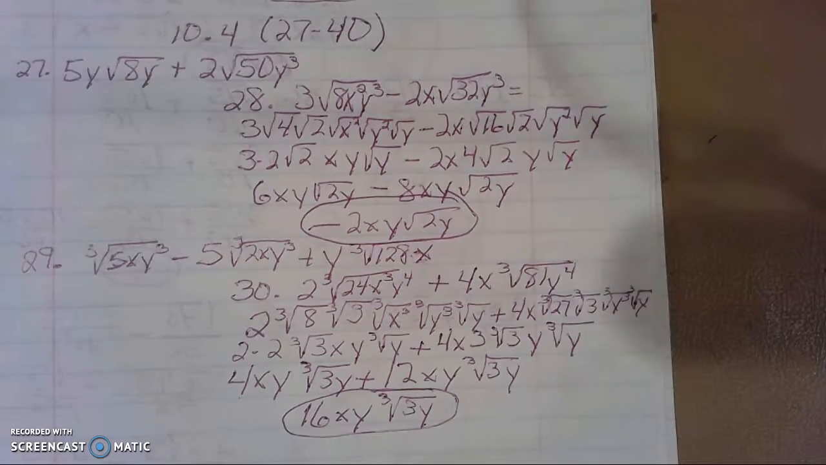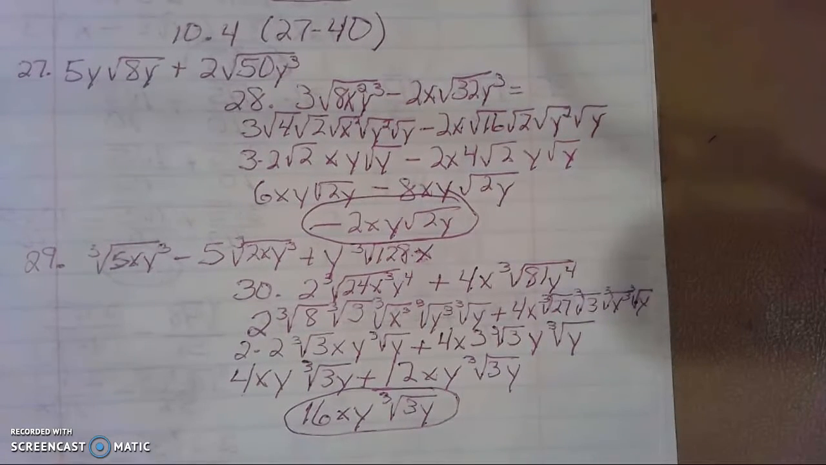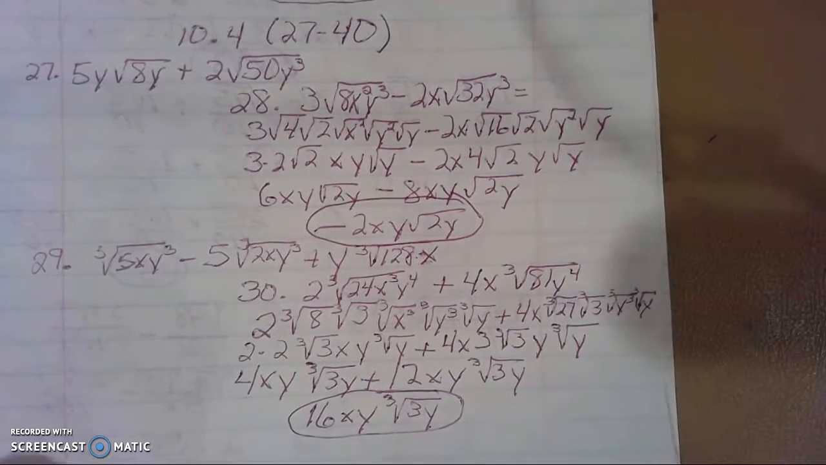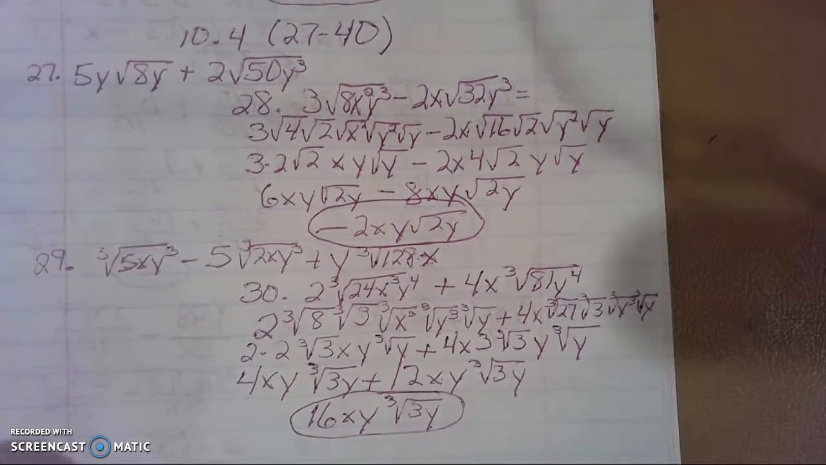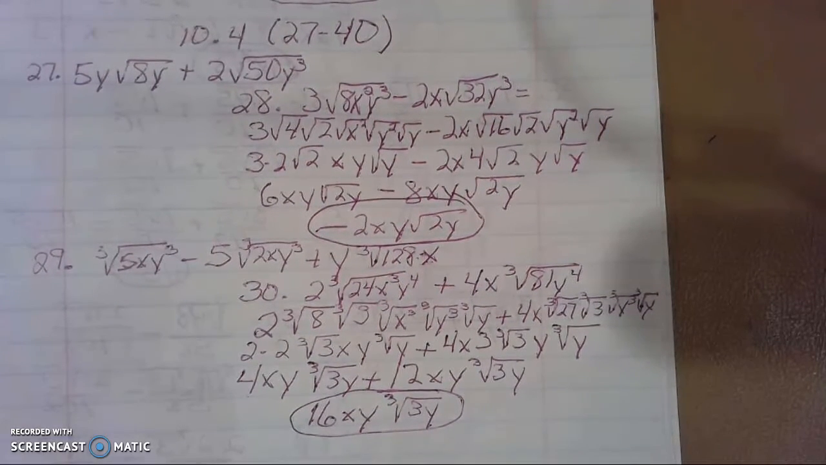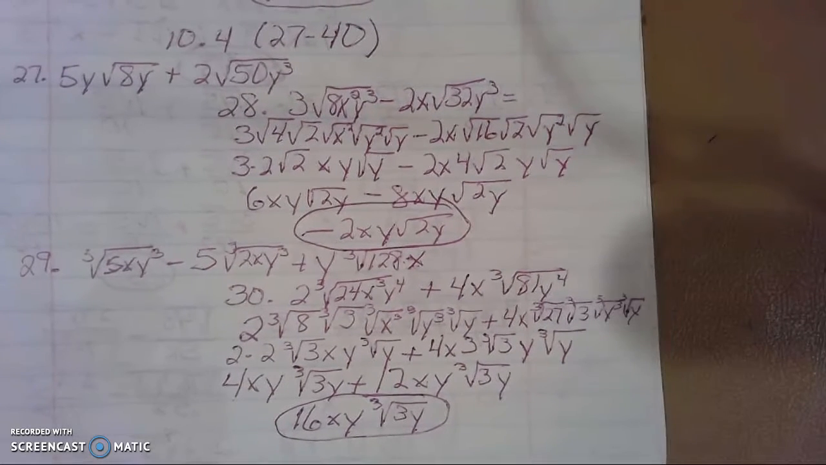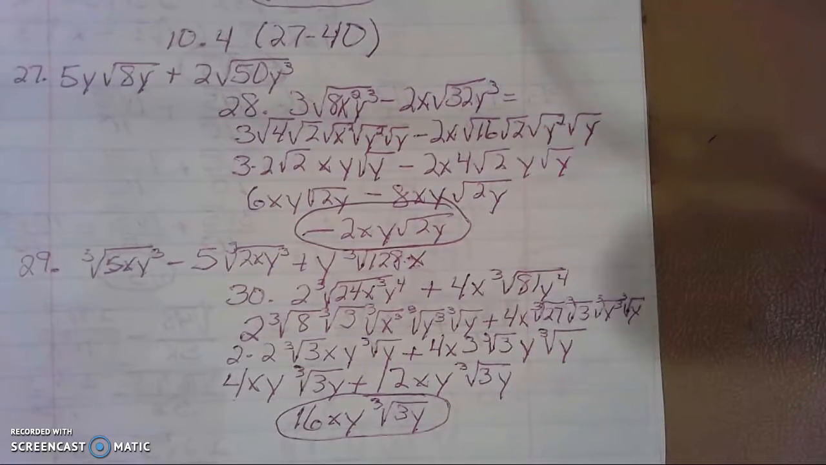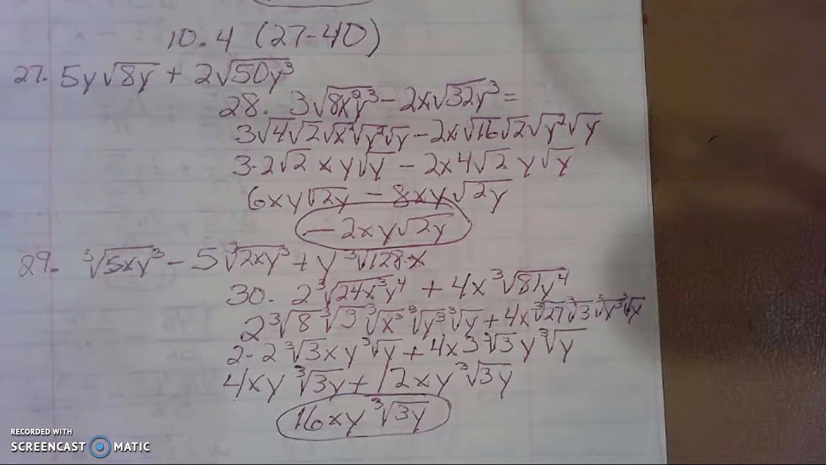What you do, please slow this down and take your time and work through it. I took the cube root of 24 as 8 and 3, the cube root of x cubed, and the cube root of y to the fourth I changed to y cubed and y on the first part. Then notice the second part. The cube root of 81 is 27 and 3. Then your y to the fourth the same way, cube root of y cubed and y.